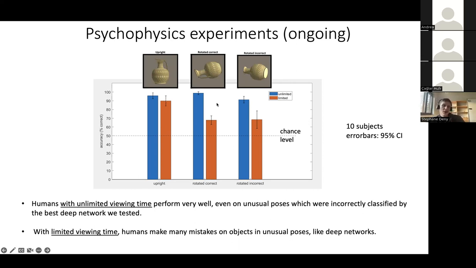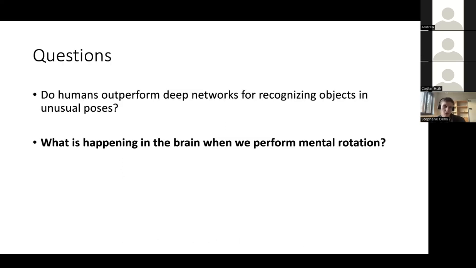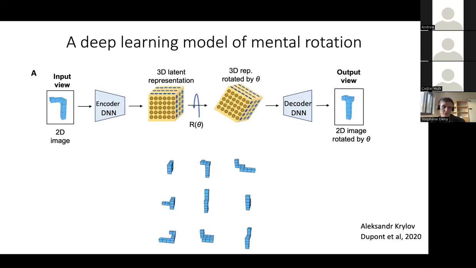So here we show that humans with unlimited viewing time perform very well on unusual poses, even those that were incorrectly classified by the best deep network of our collection. And with limited viewing time, humans make many mistakes on objects in unusual poses. And this is a little bit more like deep networks. Right. So, okay. So if everyone is now convinced that humans actually outperform deep networks for recognizing objects in unusual poses, we can ask the question, what is happening in the brain when we perform this mental rotation?